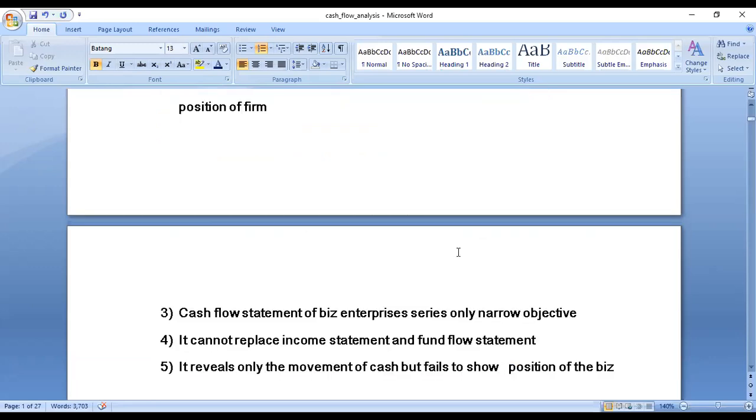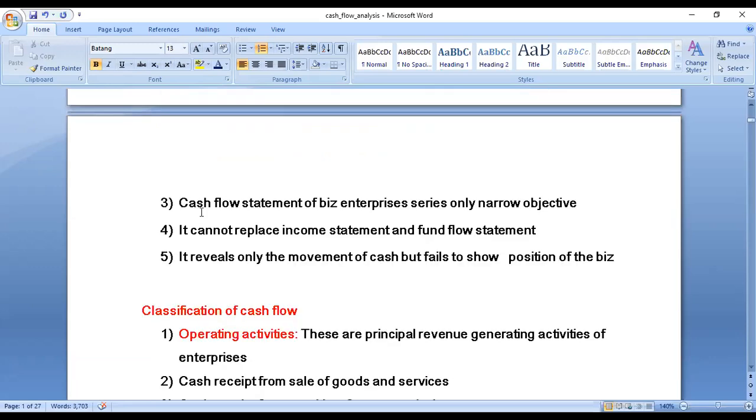Second disadvantage, my dears. Then the third disadvantage: the cash flow statement of a business enterprise serves only a narrow objective, meaning the cash flow statement does not have a broad objective. We take it into consideration as a statement only, but it is not a major statement, and we are not going to decide or formulate major decisions on the cash flow statement only.